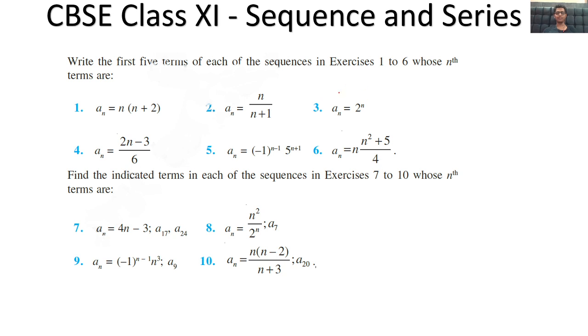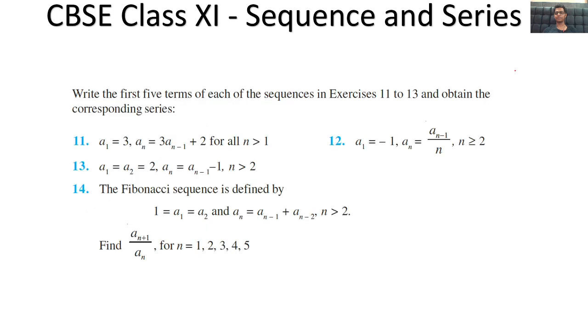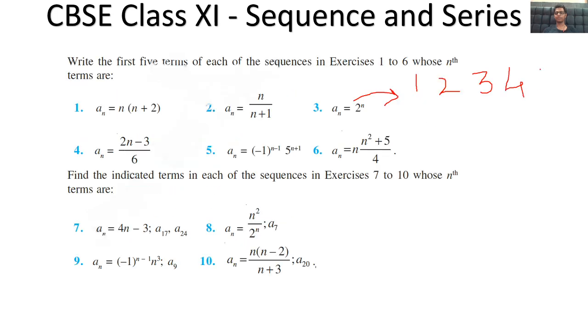Now let's find for the third question, that is when an is equal to 2 to the power n. We have the very first term as 2 to the power 1, that is 2. Second term we have 2 to the power 2, that's 4. Then we have 2 to the power 3, that's 8. The fourth term is 2 to the power 4, that's 16. And then we have 2 to the power 5, that's 32.